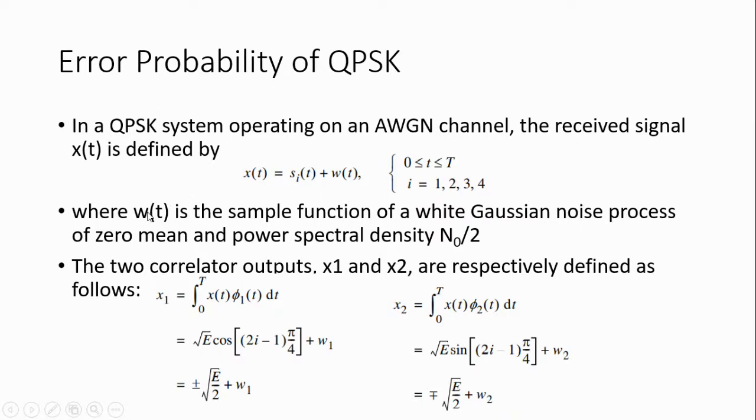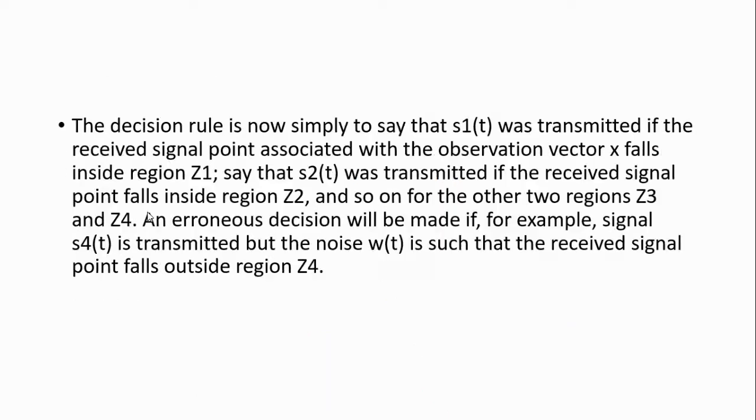W(t) is the white Gaussian noise function with zero mean and power spectral density N0 divided by 2. Here we use two correlators. The outputs of the two correlators are x1 and x2. The x1 value is the integral from 0 to T of x(t) φ1(t) dt, and x2 is the integral from 0 to T of x(t) φ2(t) dt. Calculating the correlator outputs, x1 is equal to plus or minus square root of E/2 plus w1, and x2 is equal to minus or plus square root of E/2 plus w2.